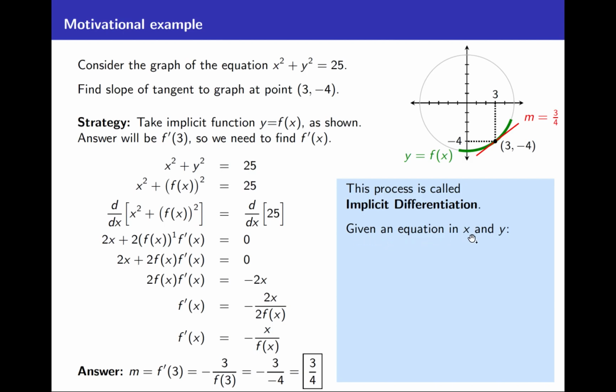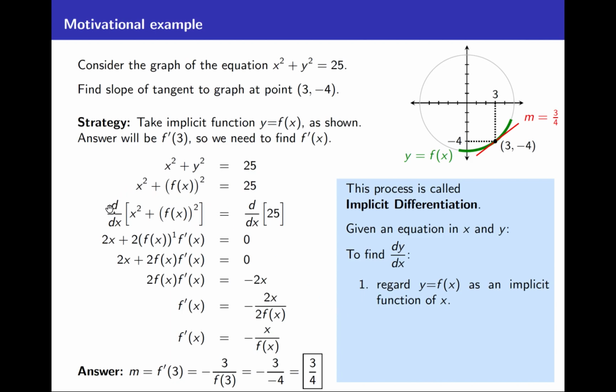Given an equation in x and y, as we had here, if we want to find the derivative dy dx, for example, this f prime of x, as we did here, first of all, regard y equals f of x as an implicit function of x. And that was our first step up here. And in our equation, we regarded the y as f of x. And we got this step.